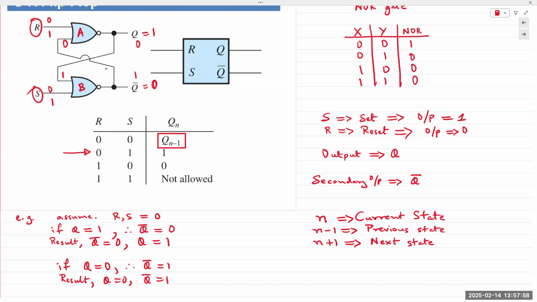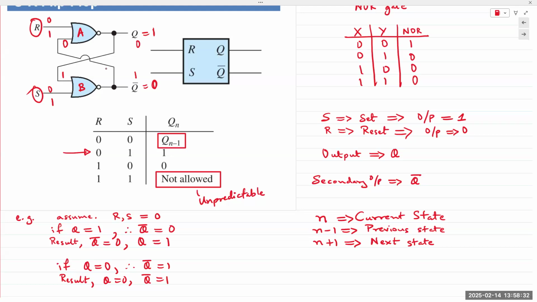Okay. One other thing is, what happens when R and S are both equal to 1? If R and S are both equal to 1, then the output is unpredictable. It could be a 0, it could be a 1. We don't know. Hence, we say that that state is not permitted or it's not allowed, because the output is unpredictable.